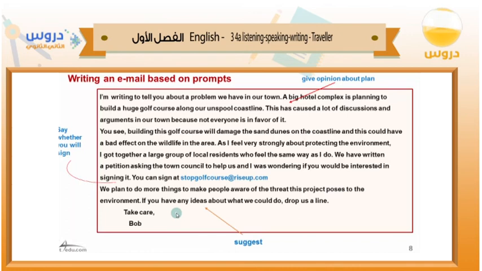So this is Bob, your friend, who wrote to you asking for help. There's something wrong in the town. They're going to build a golf course next to the coastline, but the place is not good for many environmental reasons. And they want to sign a petition, and you can help by signing this kind of petition. So what would you do? You're going to read this email, take some notes, and answer.